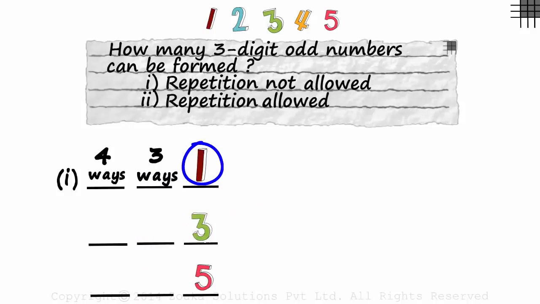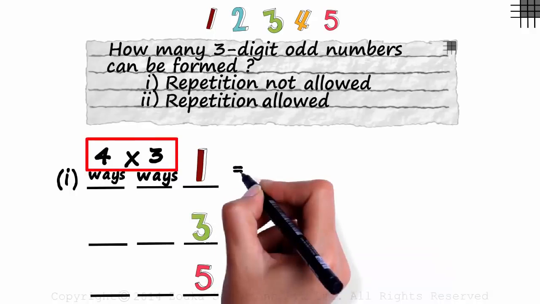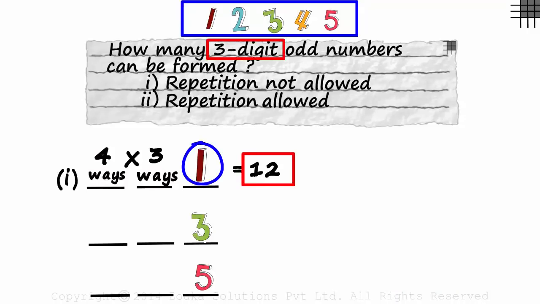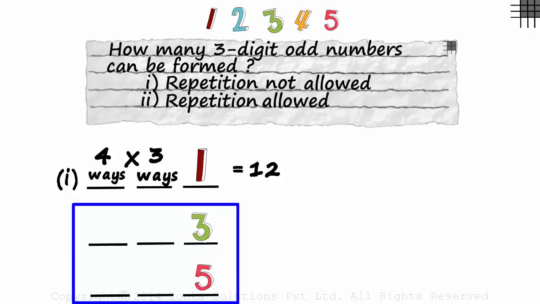With 1 in the units place, and as we are filling the first and the second slot, we multiply this. And is always multiplication. 4 times 3 is 12. Given these 5 digits, there are 12 ways in which we can form a 3-digit number with 1 as its units digit. Are we done? No, we still have to look at these 2 cases.